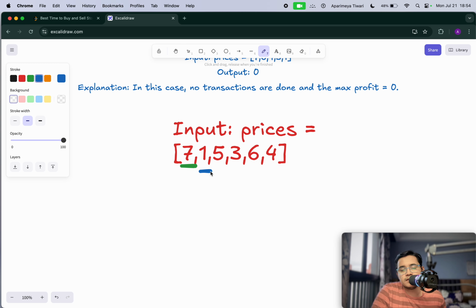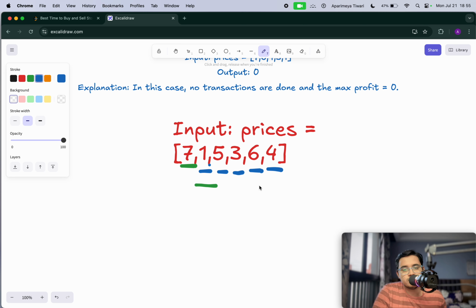So over here, the profit basically becomes negative 6. Over here, it becomes negative 2. Over here, it becomes negative 4. Over here, it becomes negative 1. And over here, it becomes negative 3. So as you can see, the maximum profit thus far would basically be negative 1. Now we're going to do the same for 1. We're going to look at all the elements that are present after 1, and we're going to find out the maximum profit. As you can see, the maximum profit over here would be 5, and 5 is greater than the maximum profit that we had thus far. That was negative 1. So we're going to store 5, and this process is going to continue.